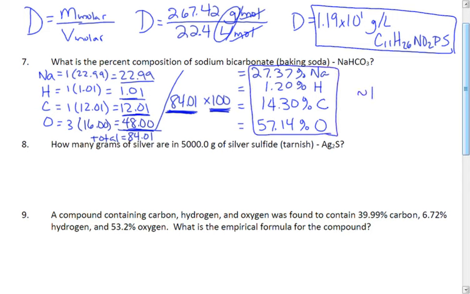A way to double check your work at the end is to add up all of these percentages. They should be very close to 100%. You'll notice when you add this one up, you should end up with 100.01. That's okay as long as it's very close, because of rounding sometimes we'll be off just a tad. So that's good to go.